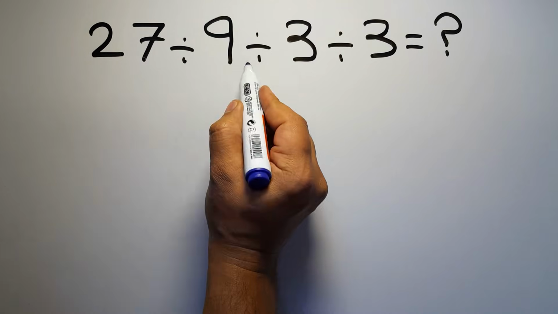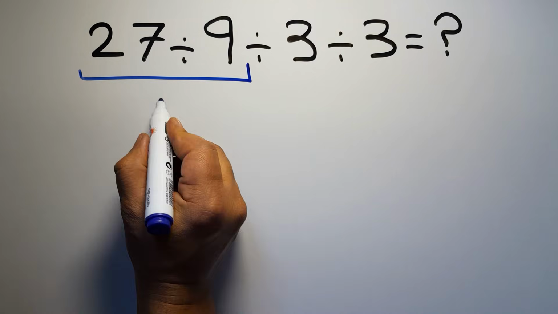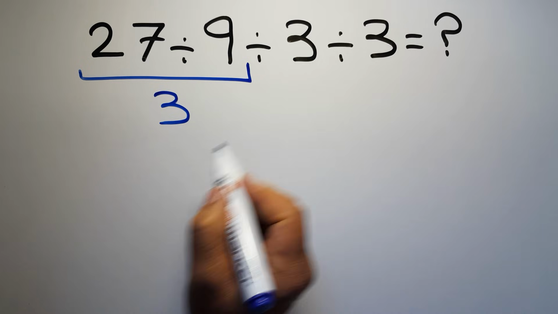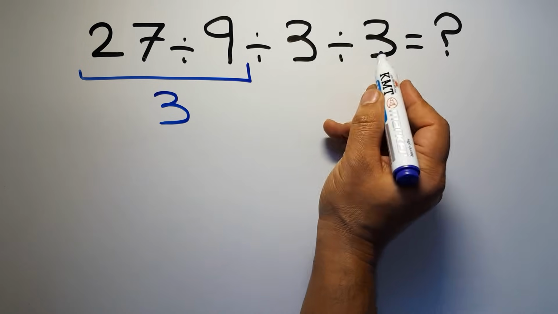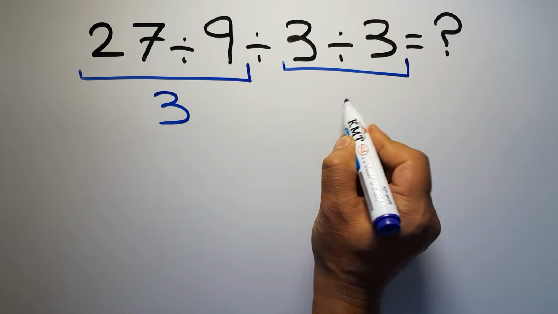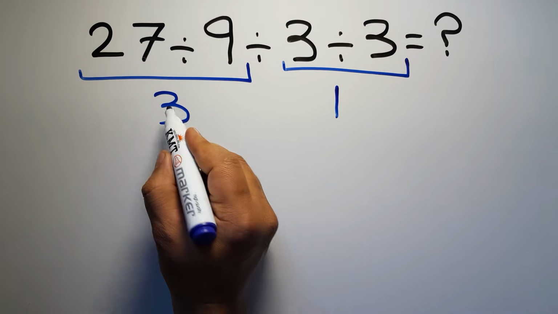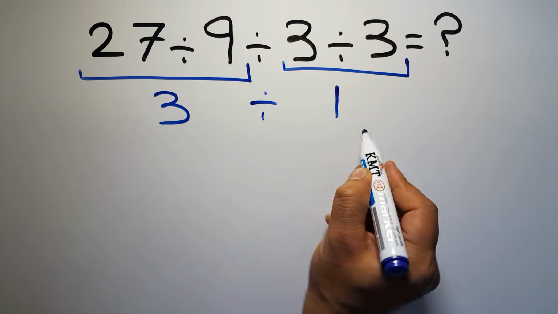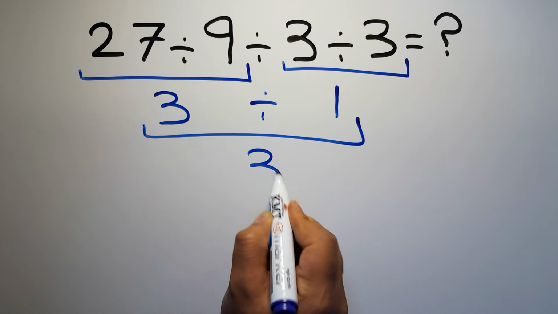27 divided by 9 gives us 3. And here we have 3 divided by 3, which equals 1. So 3 divided by 1 is just 3.